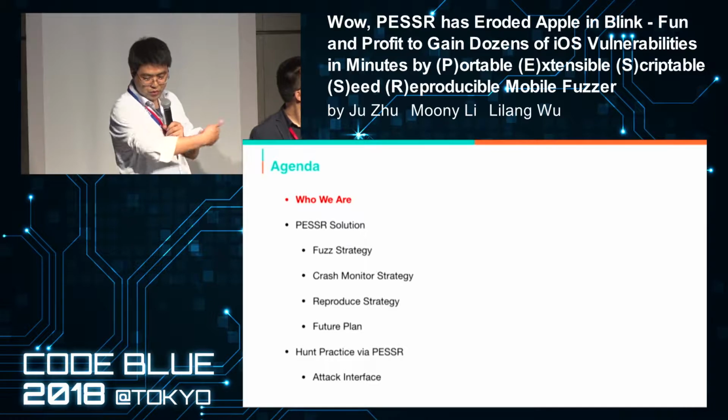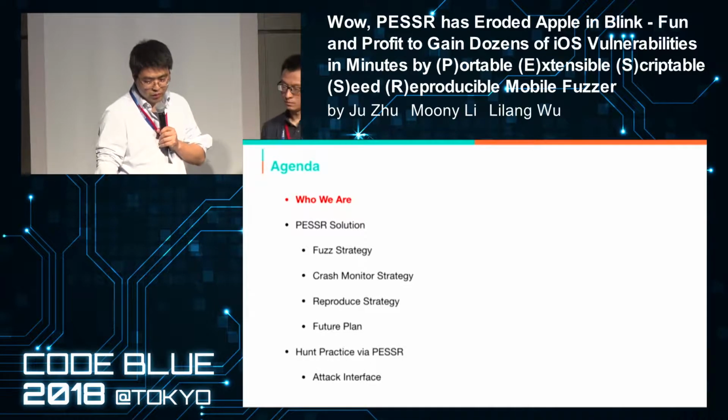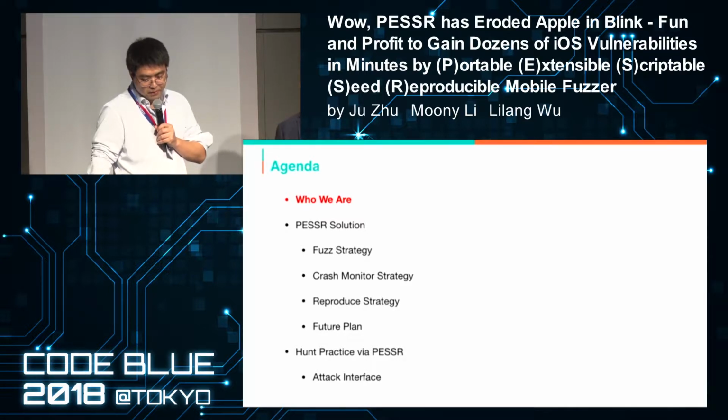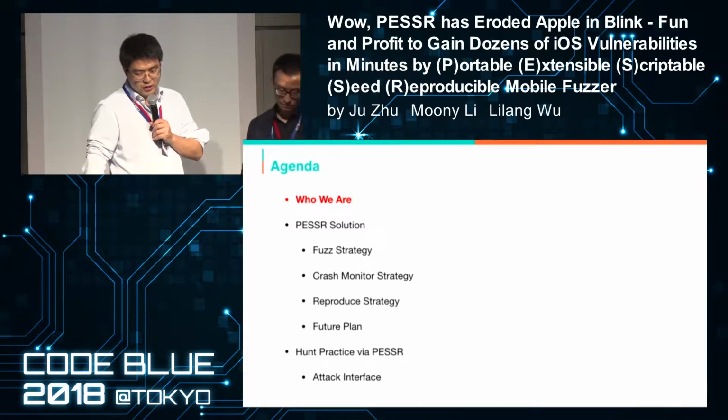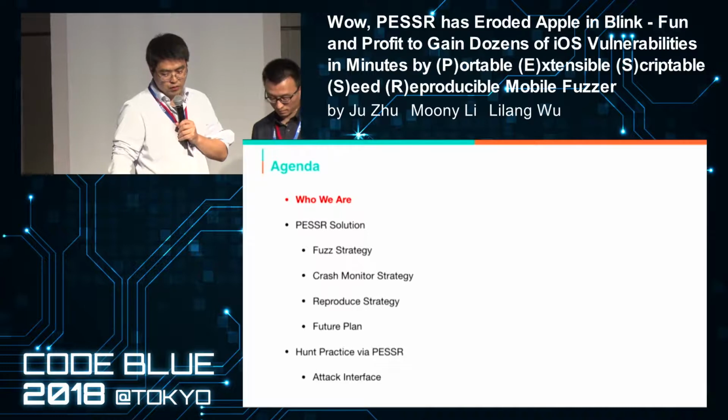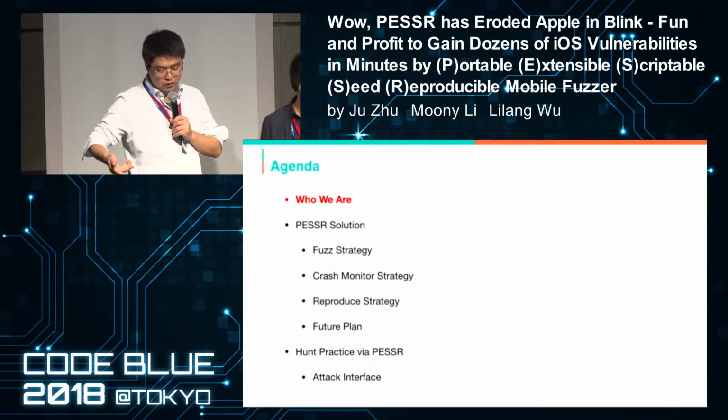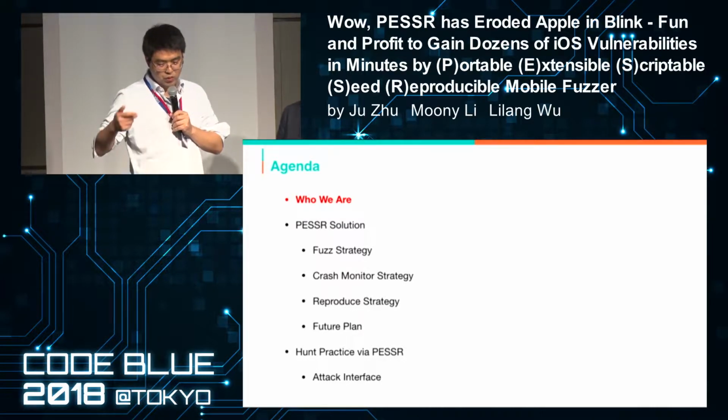First, we will introduce our members, and then we will introduce our solution for PESSR fuzzing, including the fuzz strategy, the crash monitor, the reproduce strategy, and our further plan. And finally, we will introduce our hunt practice with our fuzzer.